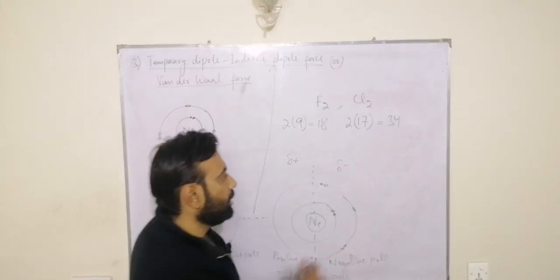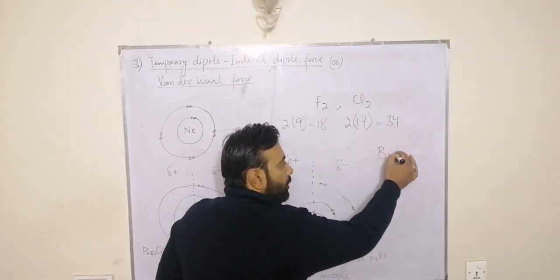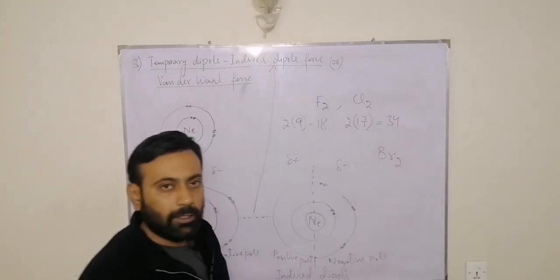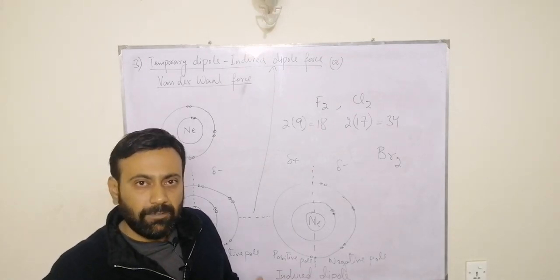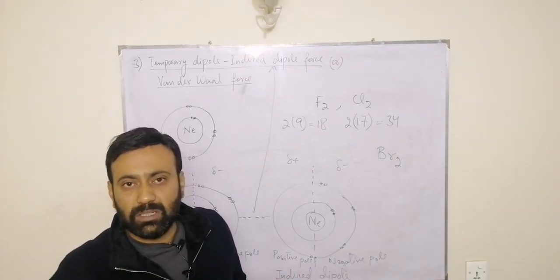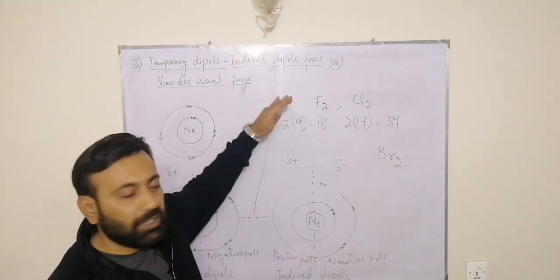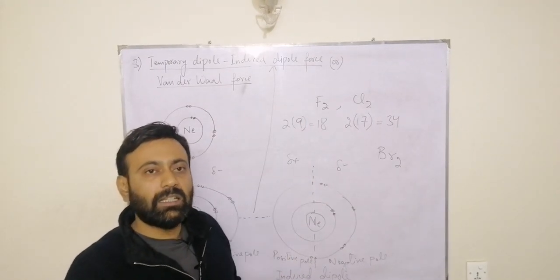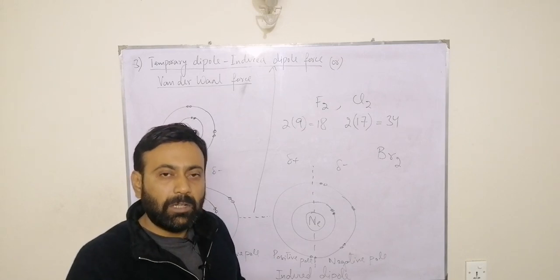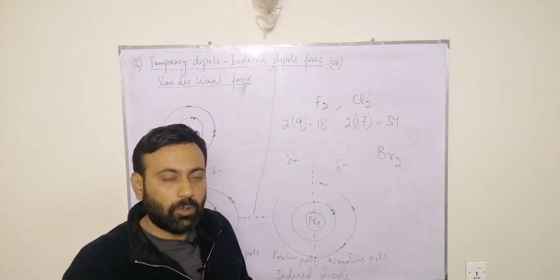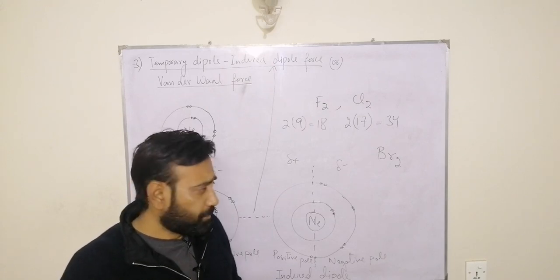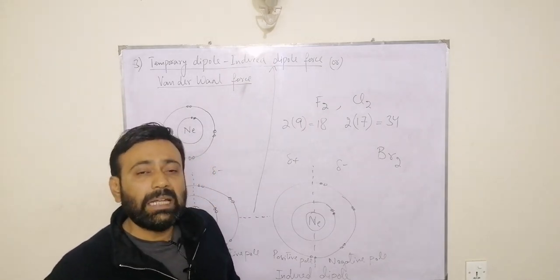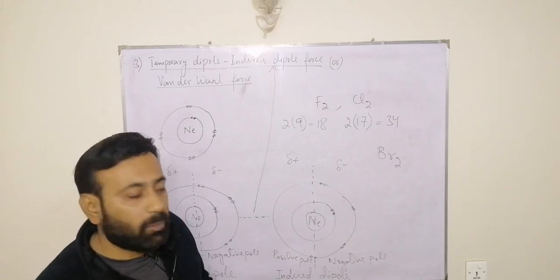Similarly, bromine, Br2, will have an even higher boiling point. In fact, bromine is a liquid at room temperature. Although it has the weakest force of attraction, its temporary dipole induced dipole force gets stronger and it becomes a liquid. It is a liquid at room temperature because it has a greater number of electrons.